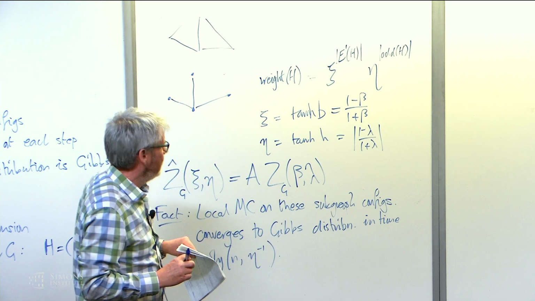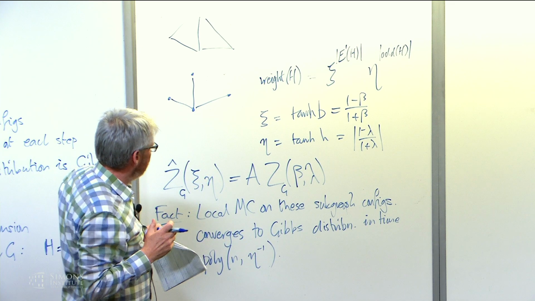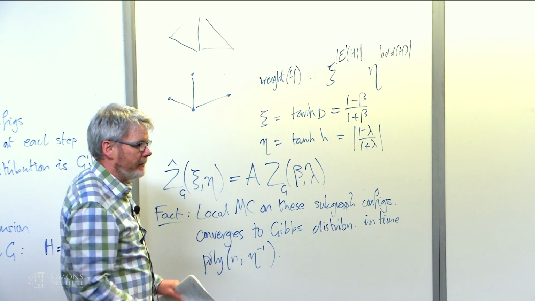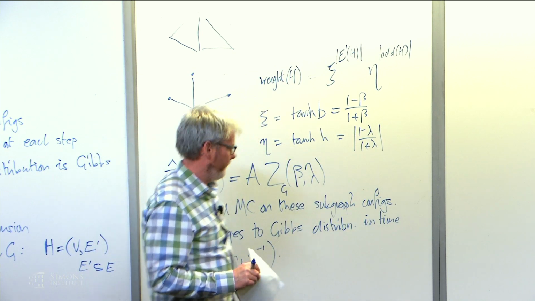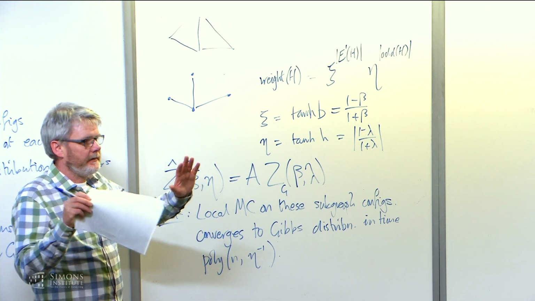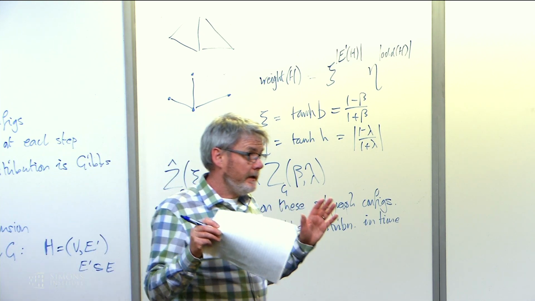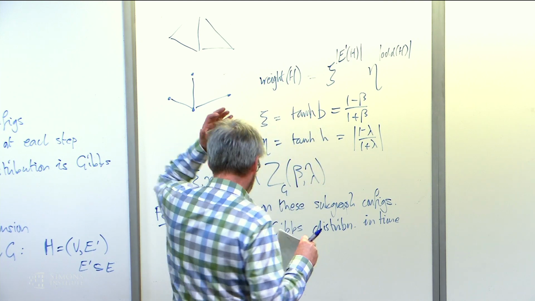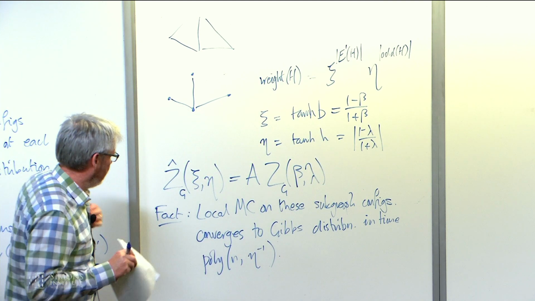Does this work for every beta, for every ferromagnetic? Yes, every beta less than 1. Yeah. So throughout, unless I state otherwise, the Ising model is ferromagnetic. I should have said that. Everything I've said is ferromagnetic.